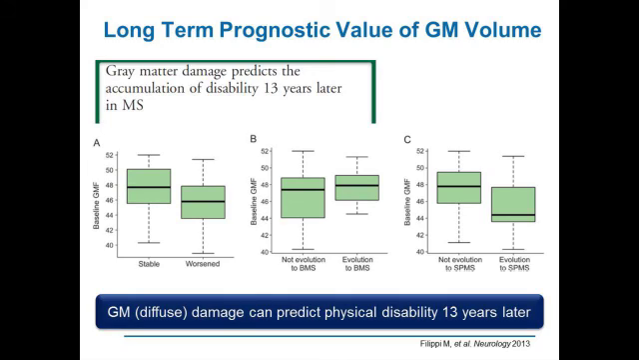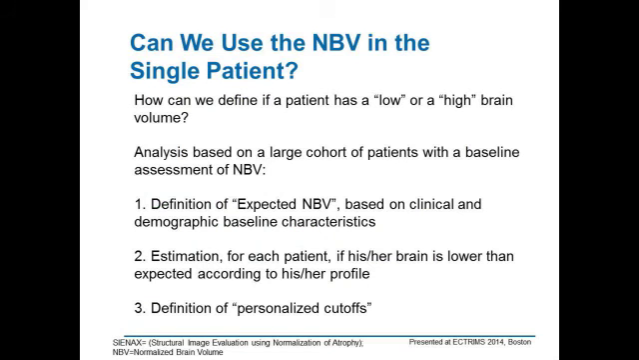Also, the baseline gray matter fraction is lower in patients who did not evolve to benign MS, but the largest difference is between patients who evolved to secondary progressive MS versus those who did not evolve to secondary progressive MS. The baseline gray matter fraction is much lower in patients that did evolve to secondary progressive MS over 13 years of follow-up. So in the next slides, we will try to focus on a different problem.